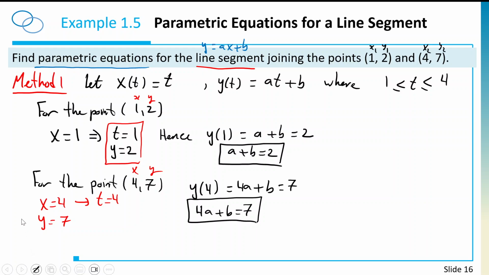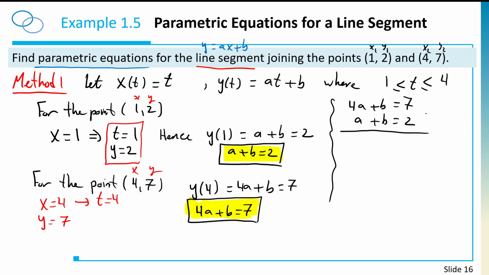Now I end up with these two equations with respect to a and b. Remember your target. Our target is to solve for a and b. I could solve these two equations by elimination, substitution method, any method you know for solving a system of equations. So I'll use elimination. I'll do 4a plus b equals 7, and I'll subtract equation 2 minus 1, a plus b equals 2. I'll subtract these two equations.